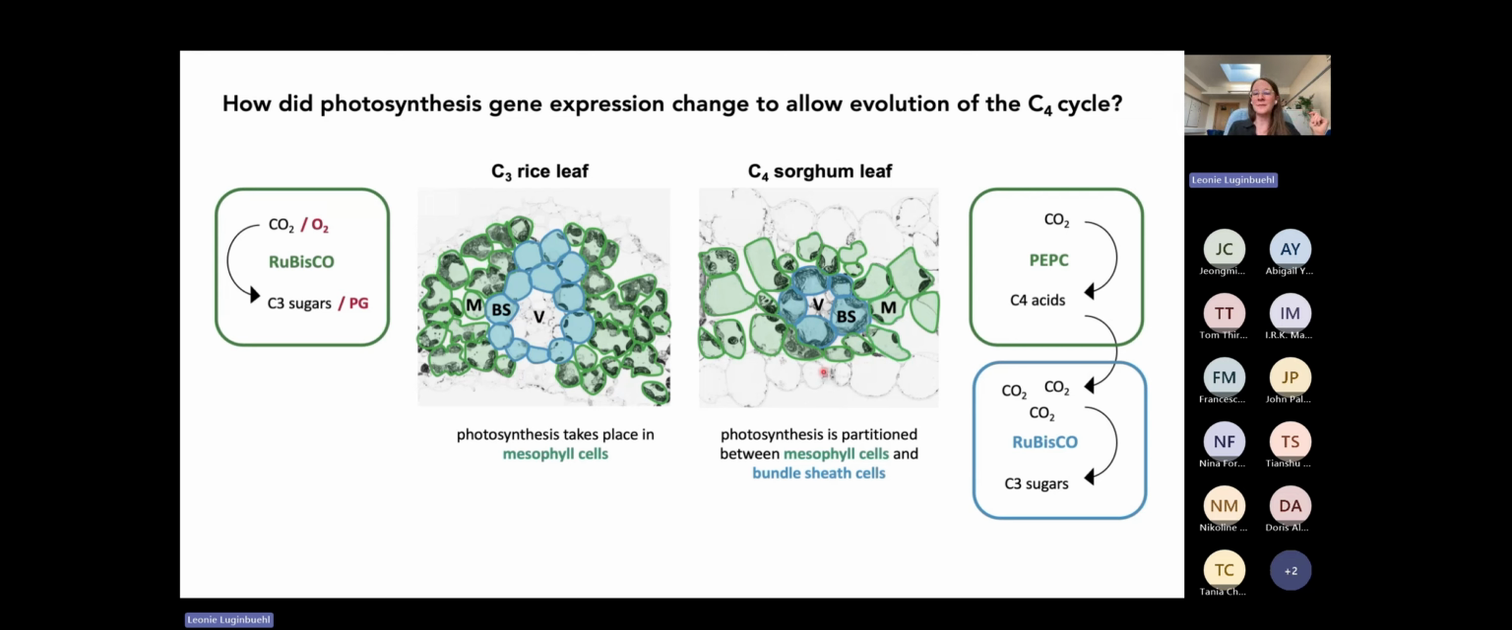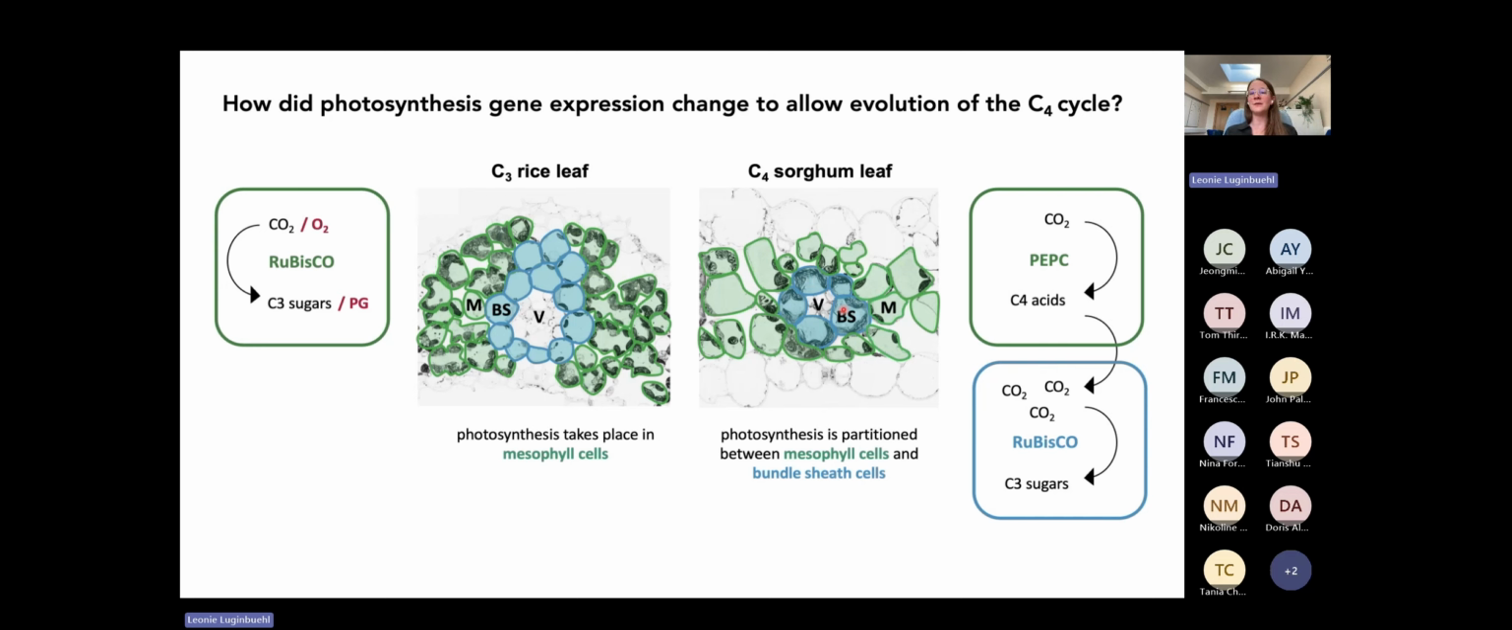So if we look at these leaf cross sections again, what we can see on the left in rice is that Rubisco is most highly expressed and present in the mesophyll. But to operate the C4 cycle, Rubisco has to then be expressed specifically in the bundle sheath. And so there has been a recruitment of photosynthesis genes into the bundle sheath. And in fact, you can see that the bundle sheath in a C4 plant now contains really large chloroplasts. And so there's a general activation of photosynthesis in the bundle sheath. And other enzymes had to change their expression as well in the leaf.